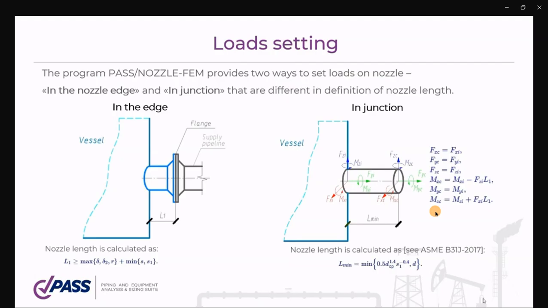Calculation in junction corresponds to the flexible connection between the pipeline and the shell, and has been obtained on the basis of numerous field tests. When calculating the strengths, the program automatically converts the load specified by the user at the junction point into equivalent loads on the edge with minimum nozzle length.